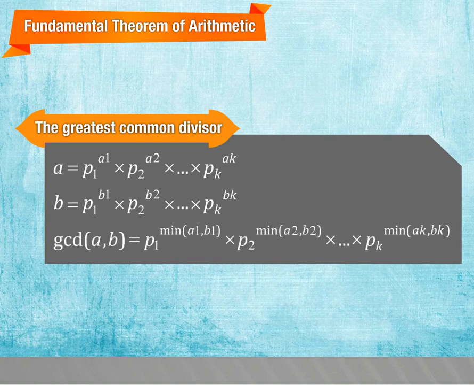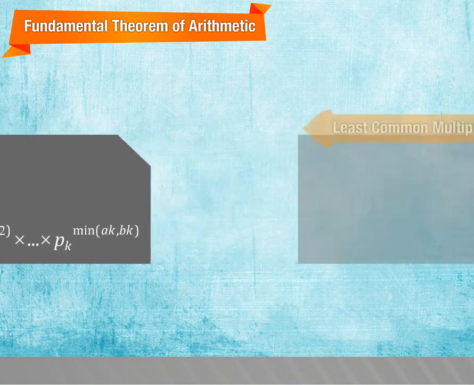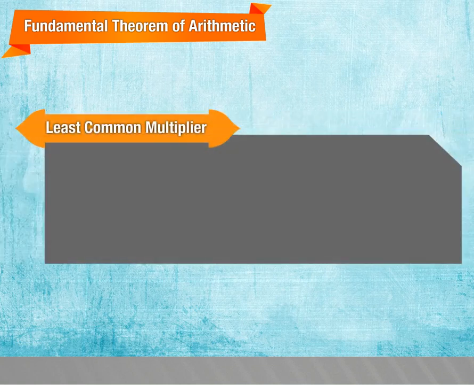GCD of (a, b) is equal to p1 to the power of minimum of (a1, b1) into p2 to the power of minimum of (a2, b2) and so on up to pk to the power of minimum of (ak, bk).